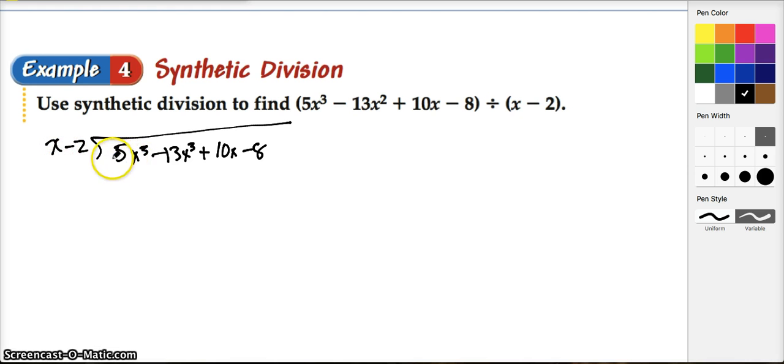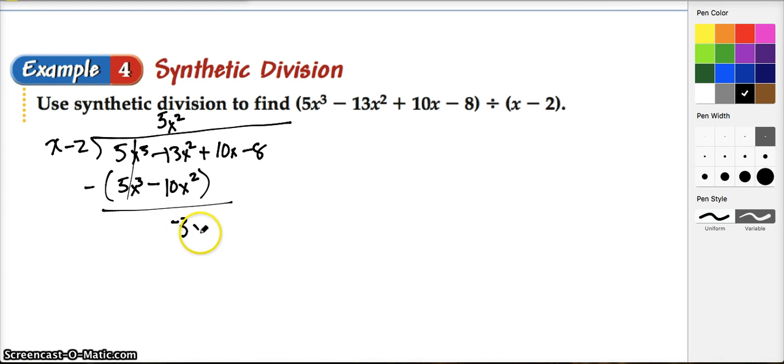Well, x goes into 5x cubed. I think I wrote the wrong thing here. X goes into 5x cubed, 5x squared times. So I'm going to put the 5x squared up here and multiply both terms by 5x squared. So 5x squared times x is 5x cubed, and 5x squared times a negative 2 is a negative 10x squared. Remember, we subtract at this point just like we would any ordinary long division. These guys cancel out. A negative and a negative becomes a positive. So this is actually a plus 10x squared. And so negative 13x squared plus 10x squared is going to lead me to a negative 3x squared.